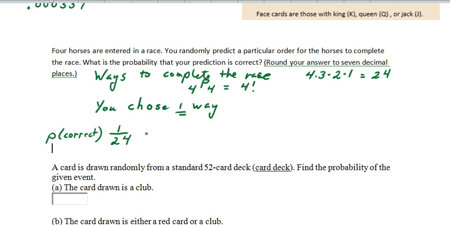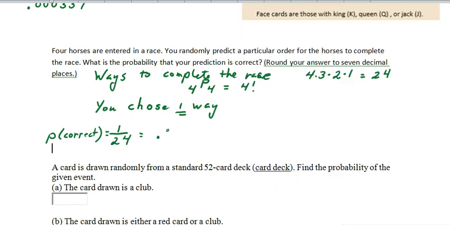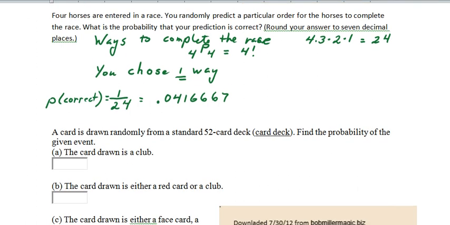And here it asks us to report our answer correct to 7 decimal positions. So if we do on the calculator 1 divided by 24, we see that it is 0.0416 repeating. So 0.041667. It's a nice example of how permutations can be used in a probability problem.